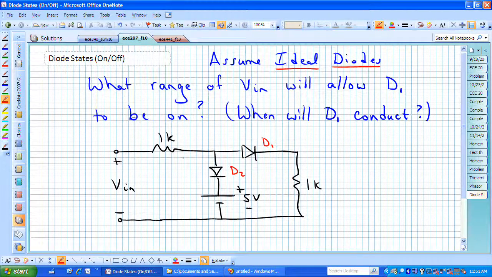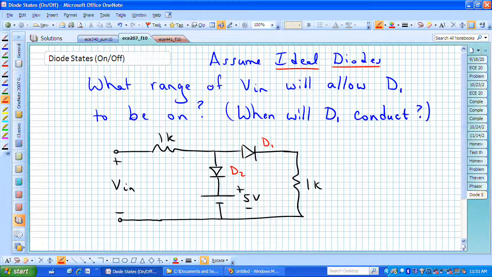Welcome back. In this problem, what I want to talk about is diode states, whether the diodes are on or off, or what conditions will allow them to be on or off. To look at that particular aspect of the diode problems, let's look at the following circuit and ask the question, what range of the input voltage Vn will allow diode 1, D sub 1, to be on?